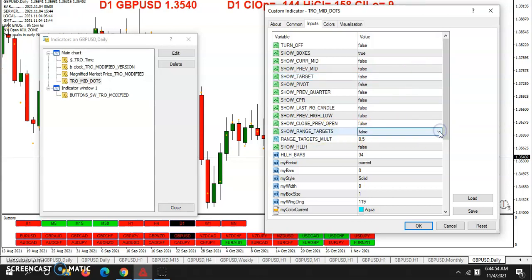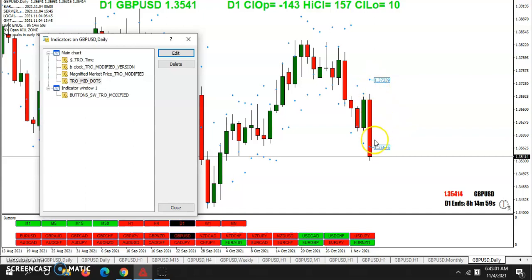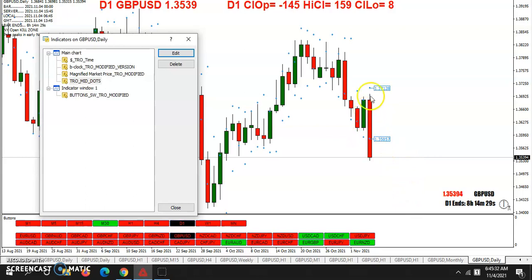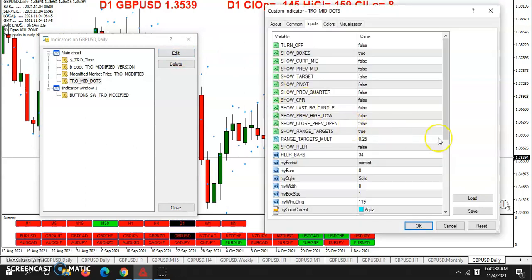Range targets. This is based on the range of the candle. So you can see here, this is where you want to shoot for. So here it hit it. So that's where your take profit would have been set. And some of these others didn't get hit. And that's just based on range. And then you have a target multiplier here. So if you put it on, say, 0.25 as opposed to 0.5, it'll move the targets closer, and you can see once again which ones were hit, which ones weren't.